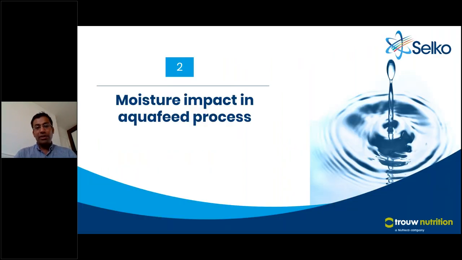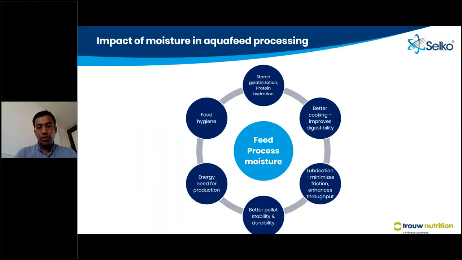A little bit on moisture impact, the role of moisture in aquafeed processes. Moisture is very important for starch gelatinization and protein hydration. It's very important for optimal cooking, which improves the digestibility. That's very important for growth and FCR. It also helps to lubricate, reduce the friction and enhance the throughput. So having the right moisture is very important. As Jan mentioned, it also plays an important role in pellet quality, stability, durability, color, and energy, but also the hygiene part, which I touched upon. If you leave excess moisture in the final feed, you have a risk of spoilage through microbes and mold that you don't want to have.